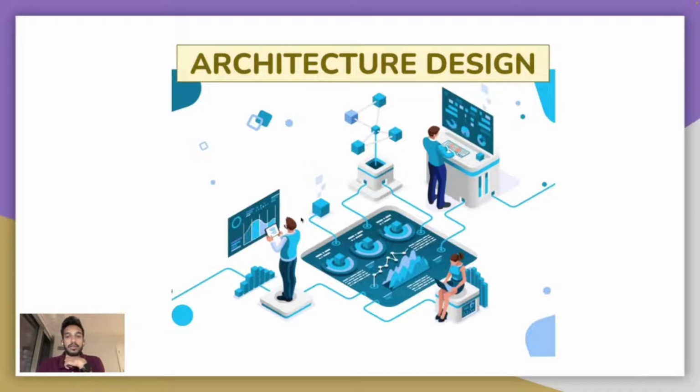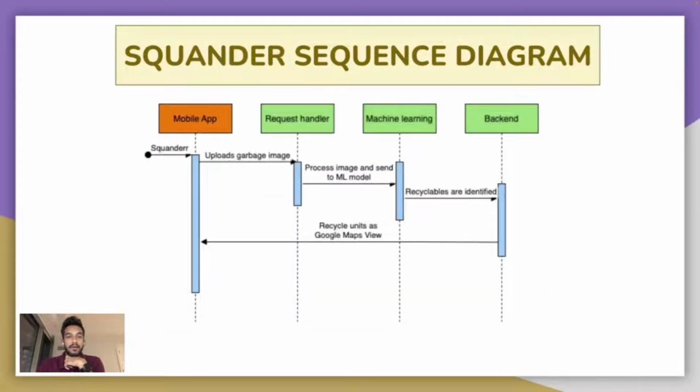For the architectural design, we have the sequence diagram. In the first phase, the user opens the Squander app, takes a picture of the garbage and uploads it. The uploaded request is handled by the request controller, which in turn passes the request and the image to the machine learning. You would see that the data that's sent is a processed image rather than a raw image.